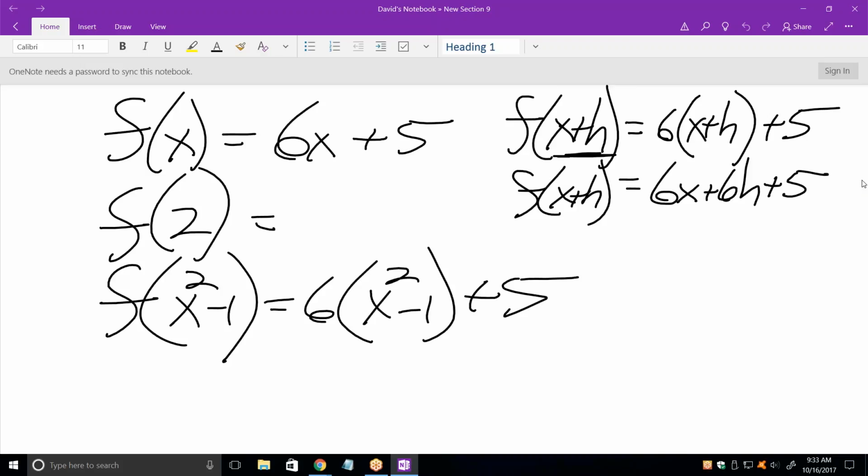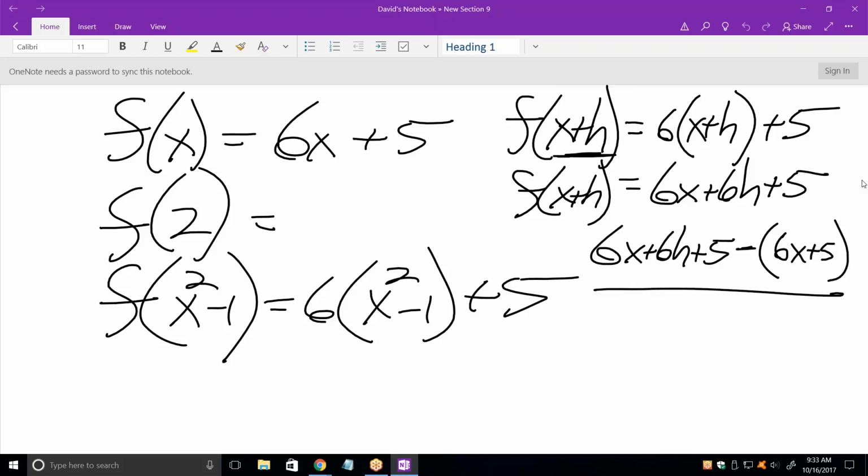Okay? Now, what they want us to do is f of x plus h minus f of x. So for me to do that, I do 6x plus 6h plus 5 minus the quantity, the function f of x. Well, the function f of x is 6x plus 5, all divided by h. You with me? Yeah, I got you so far. And remove the parentheses from the top. What are you left with?